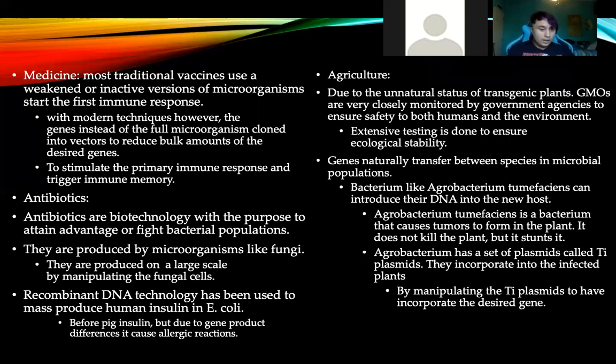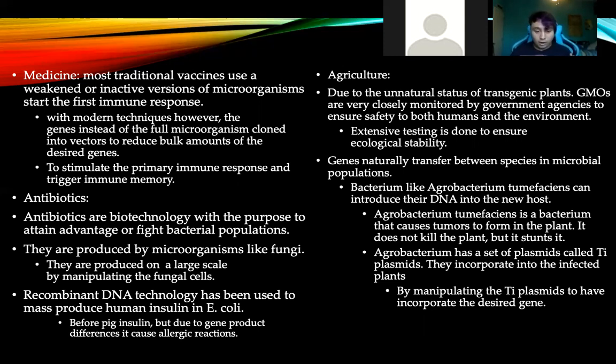Okay. As a continuation of the medical field, most traditional vaccines use a weakened or inactive version of microorganisms to start the immune memorization and response. With modern techniques, however, genes instead of the full microorganism can be cloned into vectors and reproduce bulk amounts of the desired genes. So instead of having to use that full inactive or weakened version of whatever disease it is, we can now code for specific genes to aid in building that resistance. This is used to stimulate primary immune response and trigger immune memory.